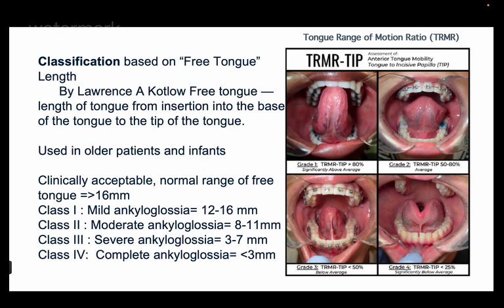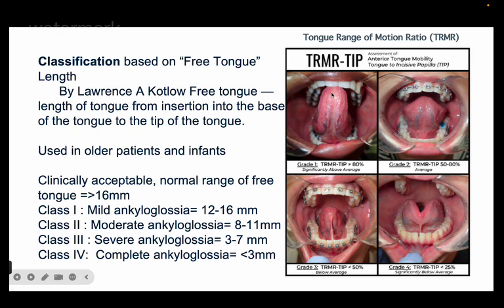In the pictures you can see the free movements of the tongue. If the person can move the tongue tip or touch the lingual surface of the incisors or the palatal surface with the tip of the tongue, it is a free tongue. Okay, that is the free movement of the tongue. This is based upon the tongue range of motion ratio, based upon the anterior tongue mobility and the tongue to incisive papilla.